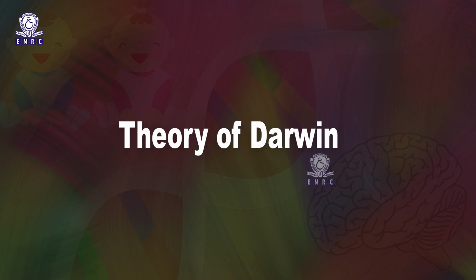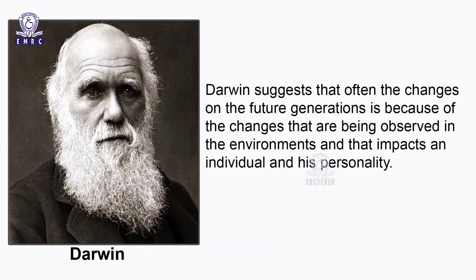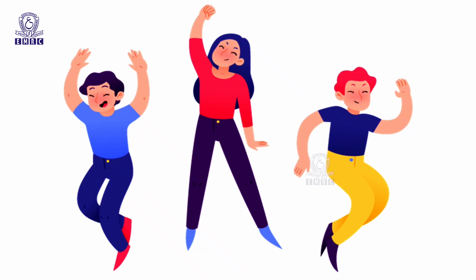Theory of Darwin. Darwin suggests that often the changes in the future generation are because of the changes that are observed in the environment, and that impacts an individual and his personality. Often, these picked up habits are transferred to the coming generation.